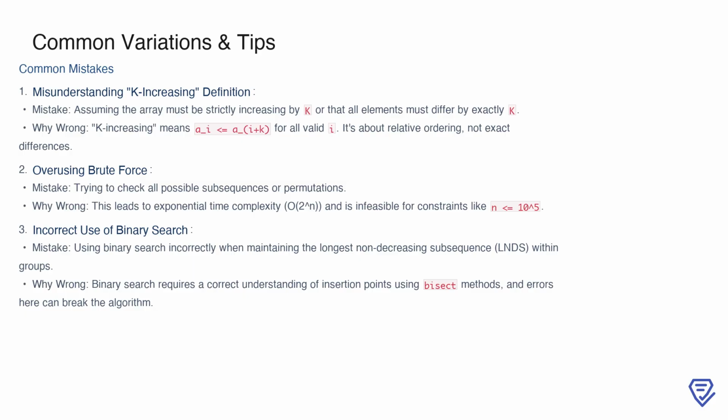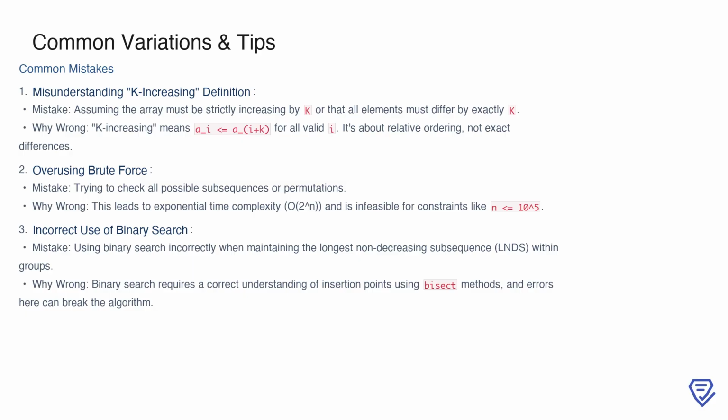Another frequent misstep is overusing brute force. Trying to check all possible subsequences or permutations might seem like a valid approach, but it quickly becomes computationally expensive. With constraints where the array length can reach up to 10 to the power of 5, this leads to exponential time complexity, making it completely infeasible.